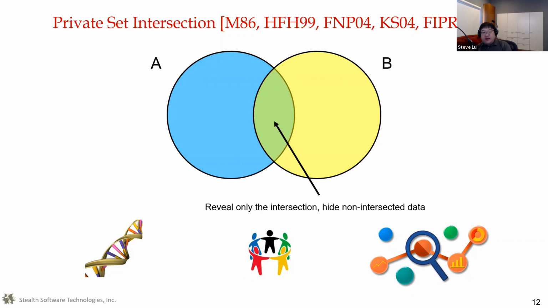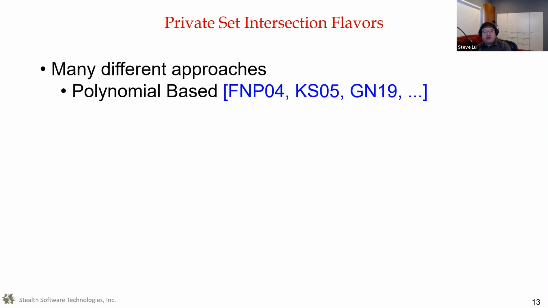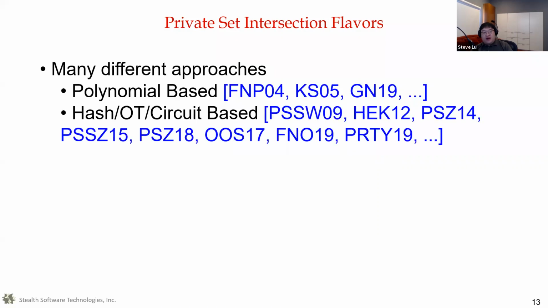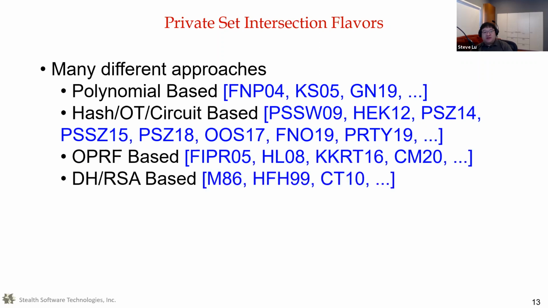Okay, so to say a little bit more about private set intersection, there are a lot of different flavors, both in terms of approaches to how you actually get private set intersection. There are, for example, polynomial-based approaches. There are approaches using hashing, oblivious transfer, and generic secure circuit evaluation of the equality circuit. There are oblivious PRF-based approaches, and there are also number theoretic approaches, using Diffie-Hellman or RSA.